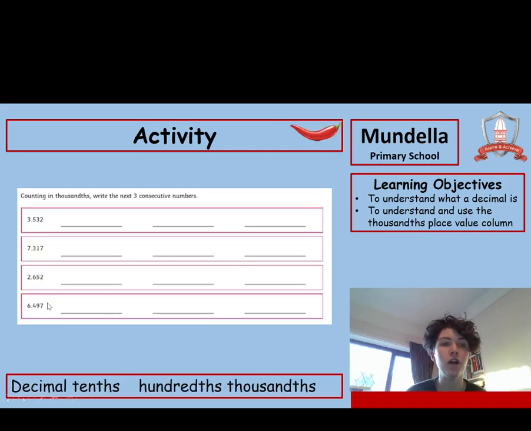And then red, you're going to be counting in thousandths. Write the next 3 consecutive numbers. So consecutive is one straight after the other, but you're counting in thousandths. So that's a nice little activity for you. Pause the video to have a go.